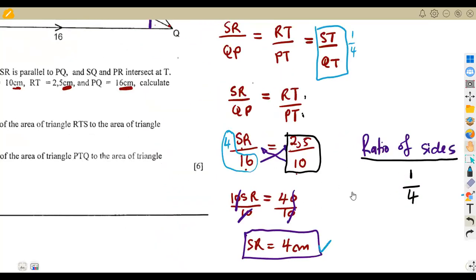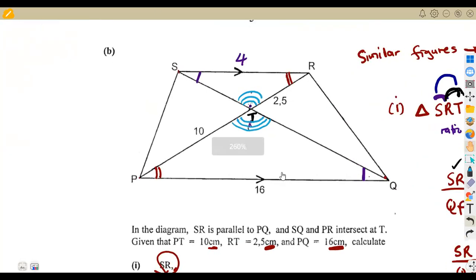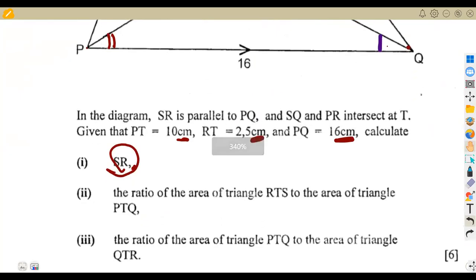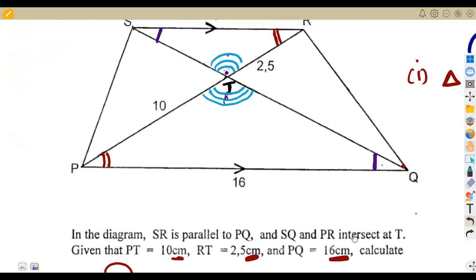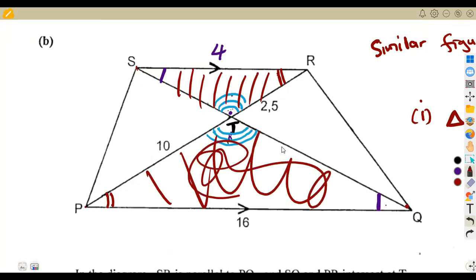All right, so that was the concept that you're going to use to calculate SR in this case from the first question. Let us check the other part of the question. Item 2, you are now given the ratio of area. Take note, we are now talking of the area of triangle RTS to the area of triangle PTQ. All right, RTS, this is our triangle here. The ratio of the area of triangle RTS, which is this triangle here, to the area of this bigger triangle here that we have.